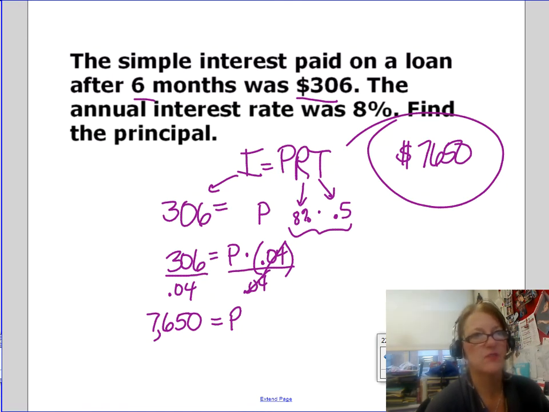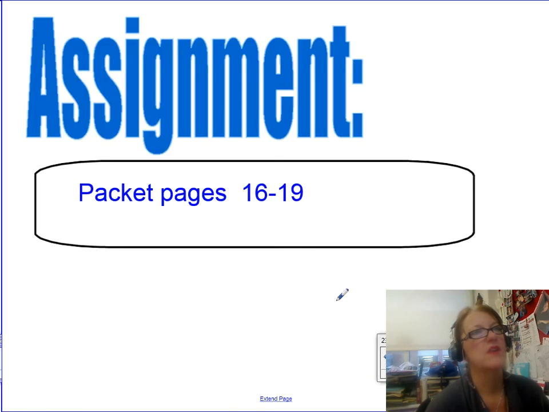You're going to dive in and do some work today. And so what I want you to do is dive into your packet. It's a lot of computation again. Packet pages 16 to 19. Good luck, and may the force be with you.